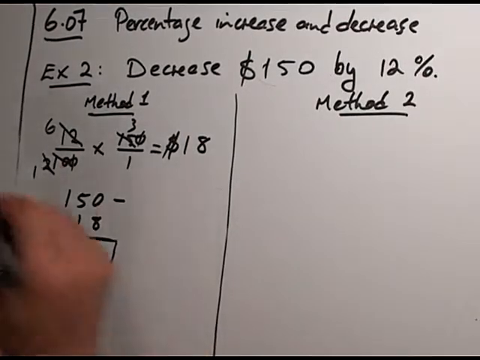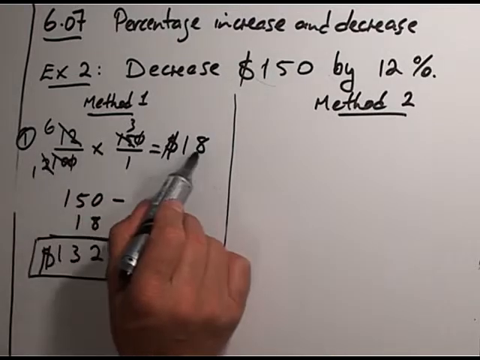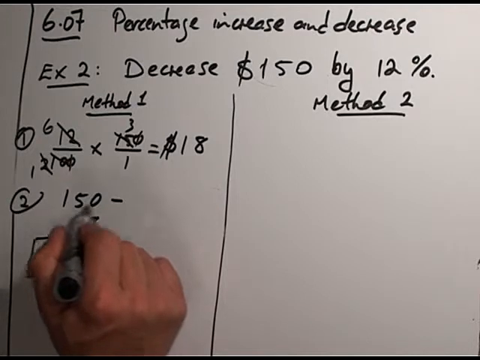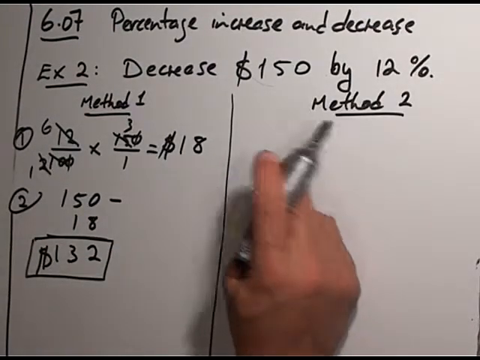I had to do it in 2 steps. That's step number 1, where I needed to calculate what is 12%, and that's step number 2, where I needed to take away 18 from $150 to get my answer. Now we can do this in 1 step.